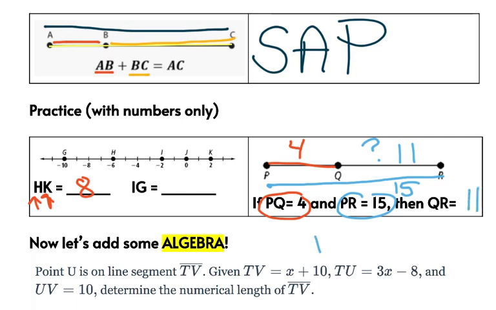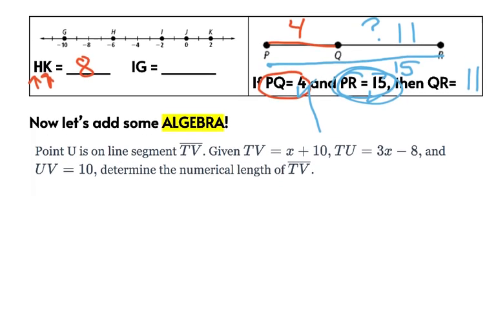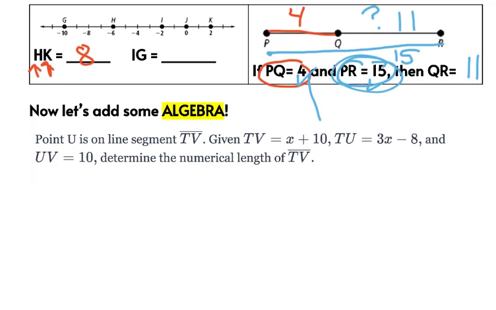So be careful, because a lot of kids will just go, oh, 19 is the whole way, because they just add these up. Well, you got to be careful, because this P to R is the entire length of that. All right, now let's add a little algebra.